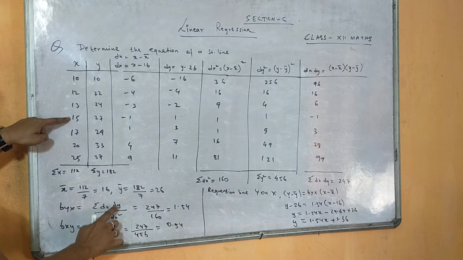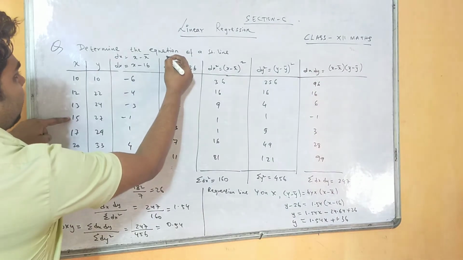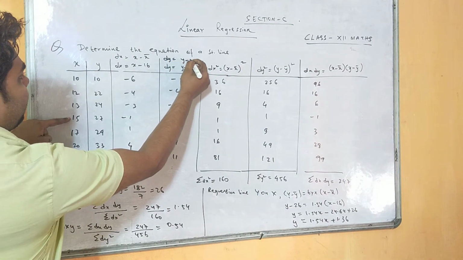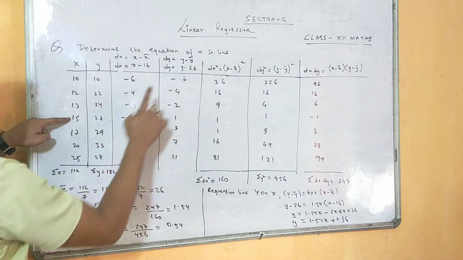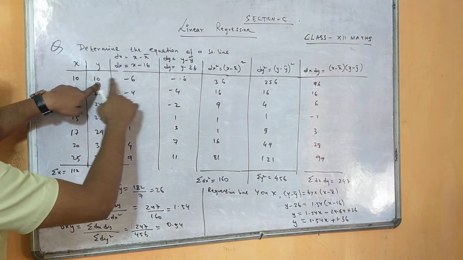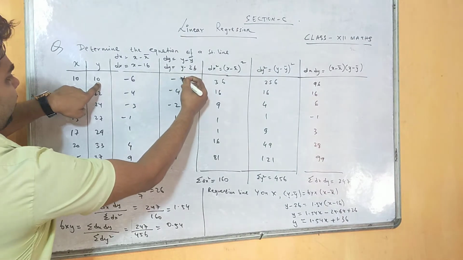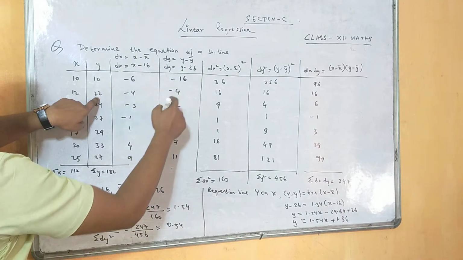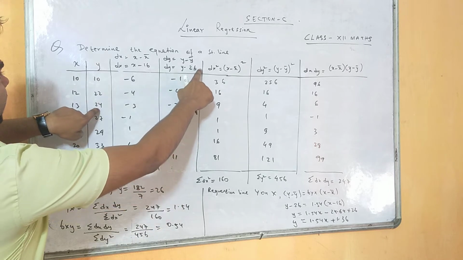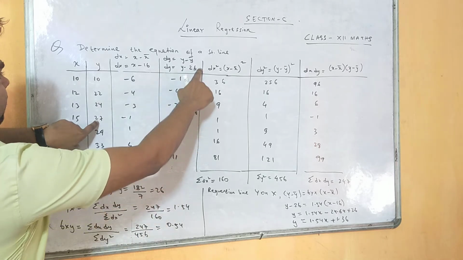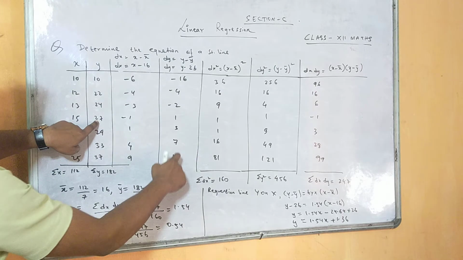Now again we will find dy. What is dy? dy means y minus y bar. What is our y bar? Y bar we got 26. That means y minus y bar. What is our y? 10. 10 minus 26, that is minus 16. Okay, 22 minus 26, that is minus 4. 24 minus 26, minus 2. 27 minus 26, 1. So similarly we will find dy.